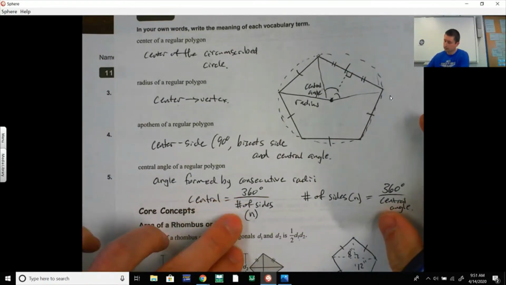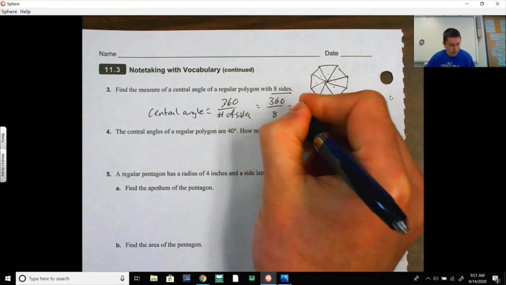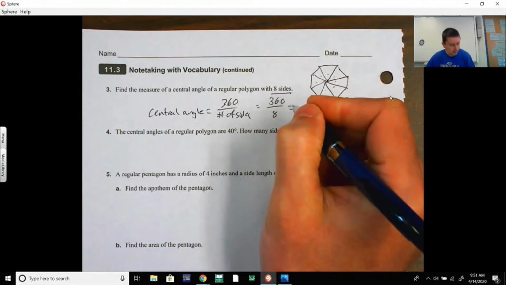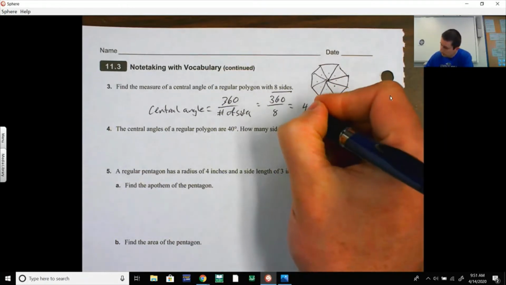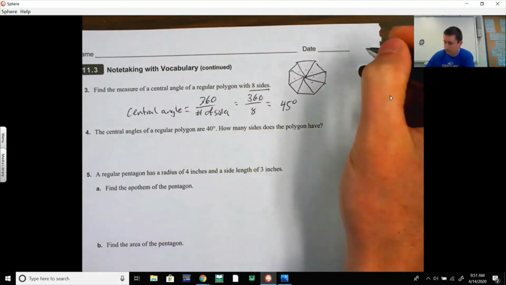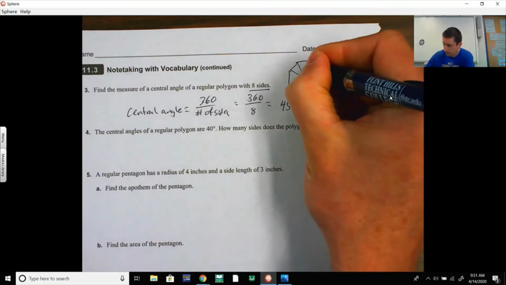So that's 360 divided by 8. I believe that's 45 degrees. So this right here would be 45 degrees. Each of these around here, 45 degrees.